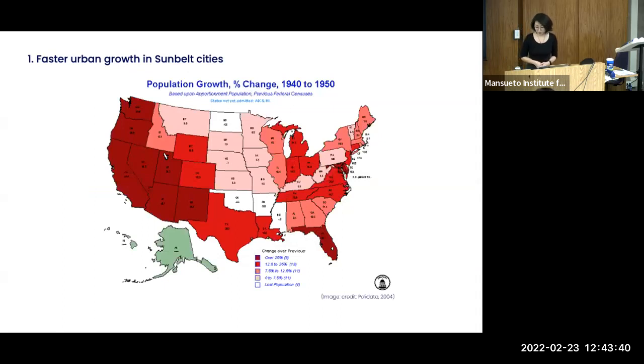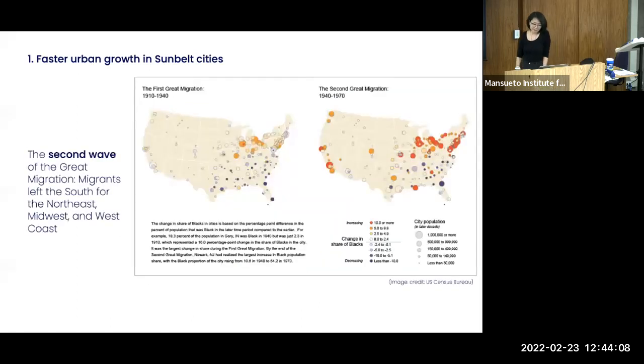If we look at population change during this era, this becomes more clear. You can see from this map here, the population change between 1940 and 1950 happened for most of the states that saw more than a 25% population growth. These are Sunbelt and Pacific Coast states, and also Florida, which I think is a Sunbelt state. And of course, in the second wave of the Great Migration, there was also a similar massive migration of Black residents from the South to more urban, but also coastal states.